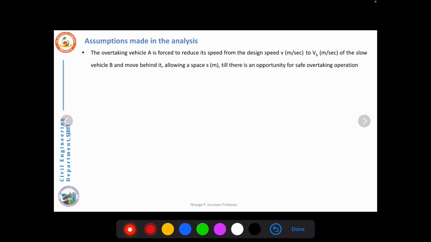So the analysis of OSD will be done based upon some assumptions. The first assumption is that the overtaking vehicle A is forced to reduce the design speed from the design speed V meter per second to VB meter per second. That is nothing but the speed of the slow moving vehicle, and the fast moving vehicle will be traveling behind the slow moving vehicle, allowing the space S till there is an opportunity for safe overtaking operation.